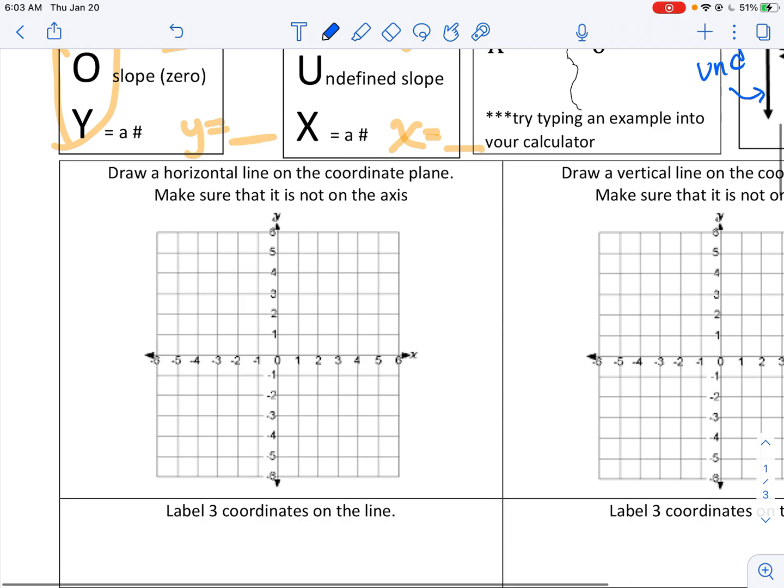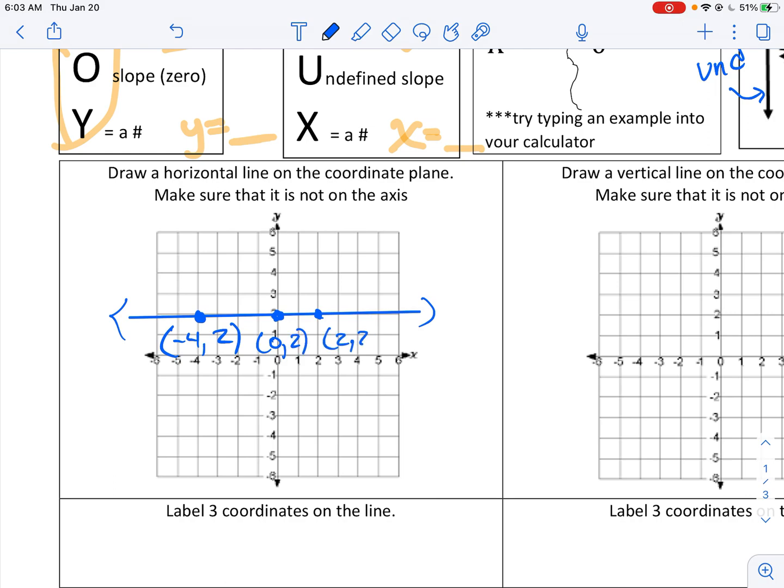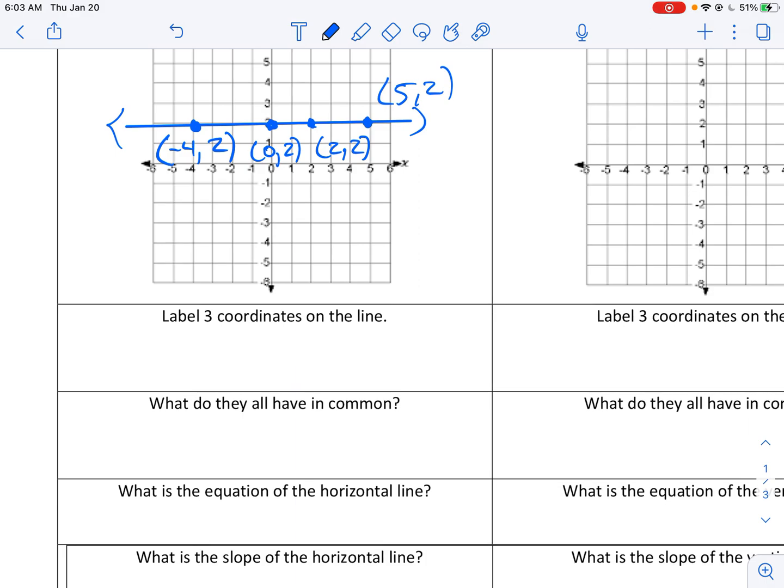So let's look at this. It says draw a horizontal line wherever you want. So I'm going to draw a horizontal line. Okay, it's not a very good one. And then the first thing says to label 3 points. So I'm going to put a point here, here, and here. If I label this point, I have -4, 2, 0, 2, and 2, 2. I'm going to pick another one just so you can see. 5, 2.